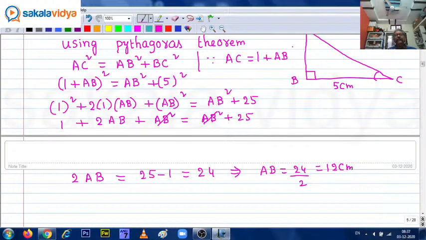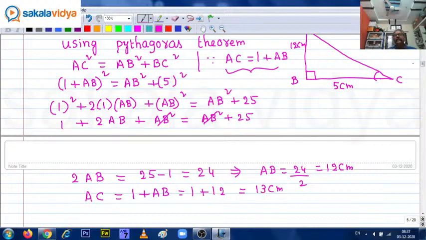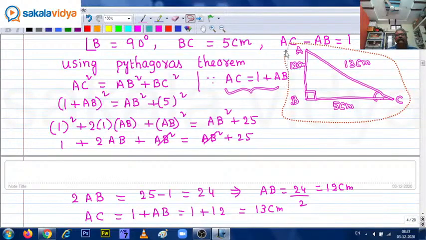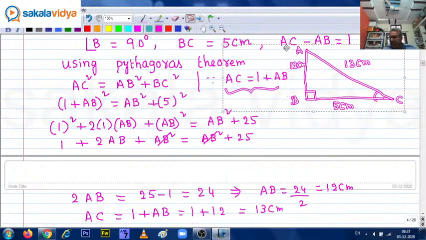Now AB value is known, this is 12 centimeters. With the help of this we can find AC. AC equals 1 plus AB, that is 1 plus 12 is 13 centimeters. So from this triangle, the respective values we need to find out.